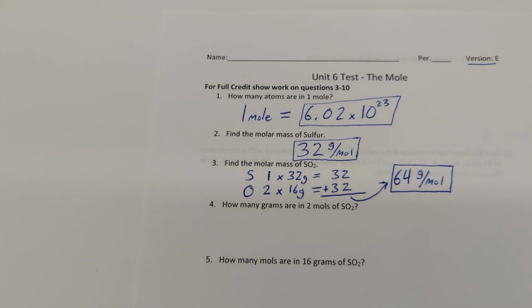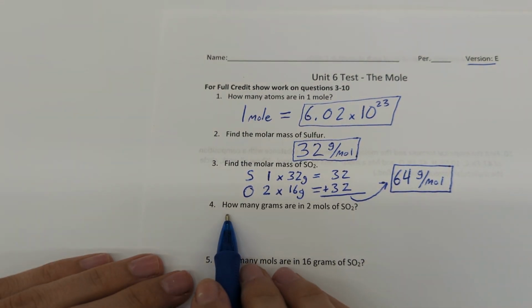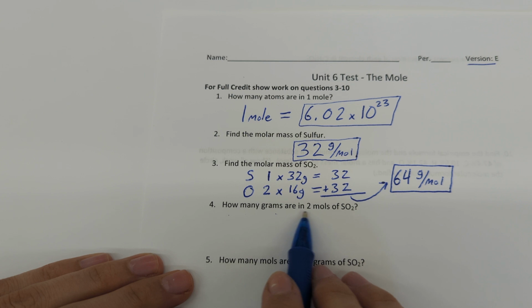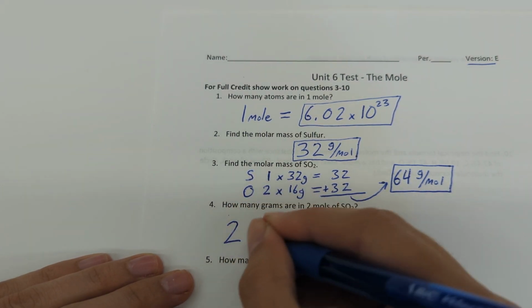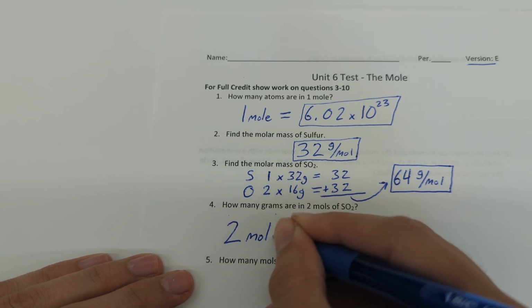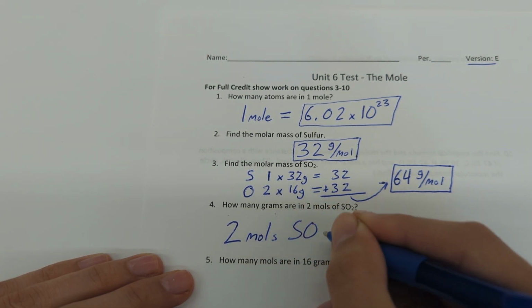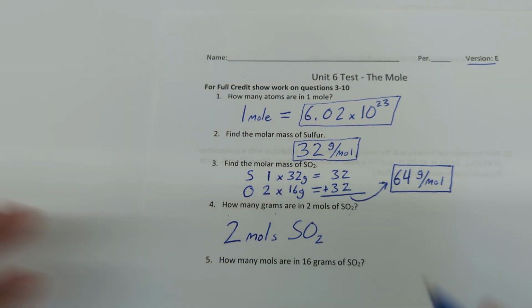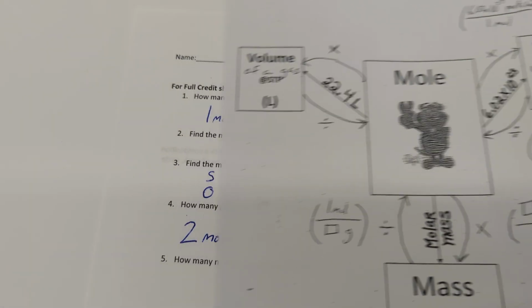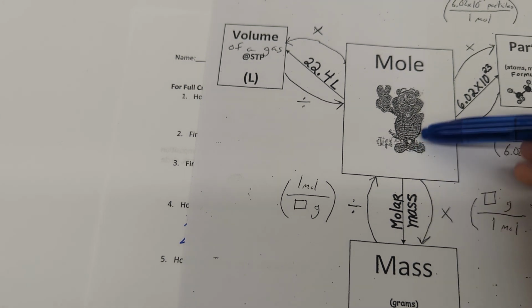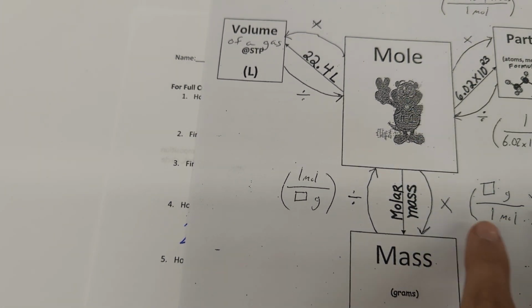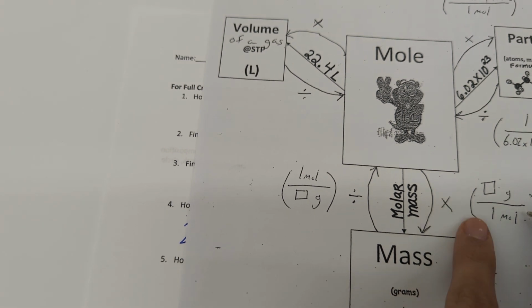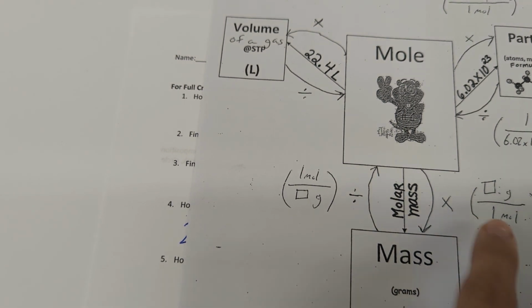So now as I move into question number 4, it's asking me how many grams are in 2 moles of SO2. So I'm going to start off writing out the number they give me. That's always what I start with, 2 moles SO2, and I'm trying to get to grams. So if I forgot my conversions, I can always get my roadmap out. I'm starting at moles, right in the middle, and I'm trying to get to grams. So I'm going to have to set up a conversion factor like this, and that's going to be multiplication. So 1 mole on bottom, the molar mass on top.